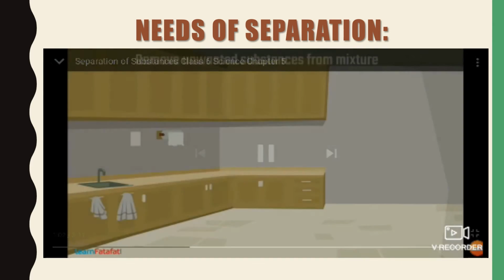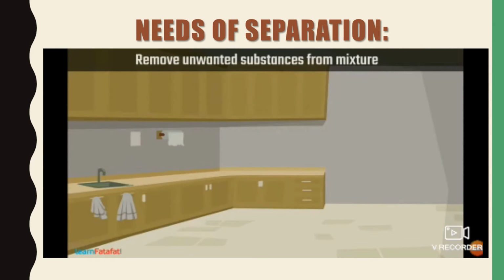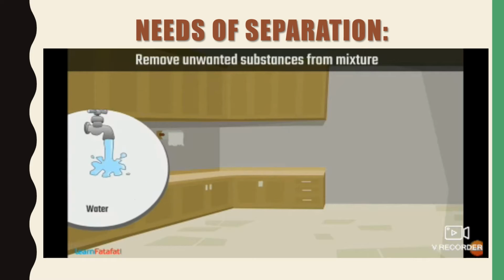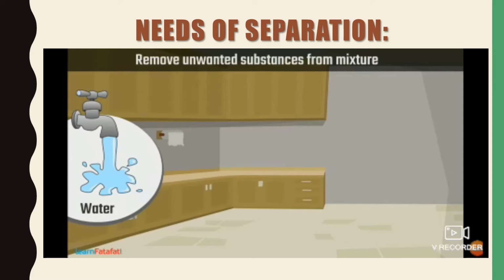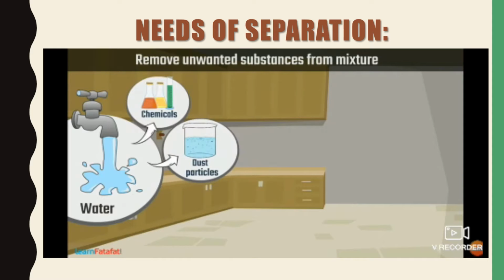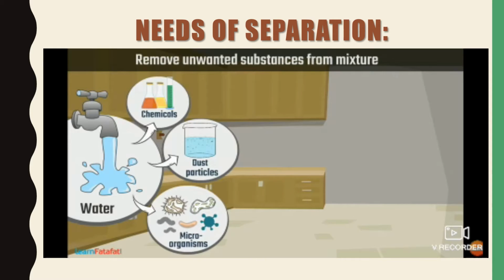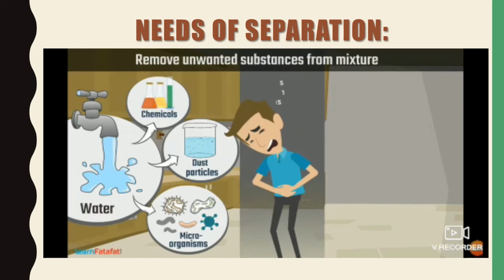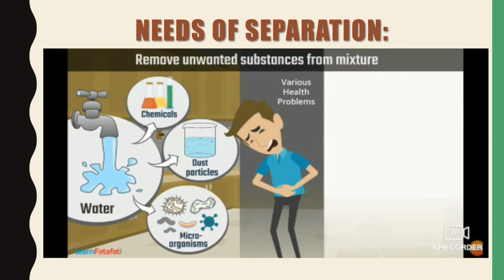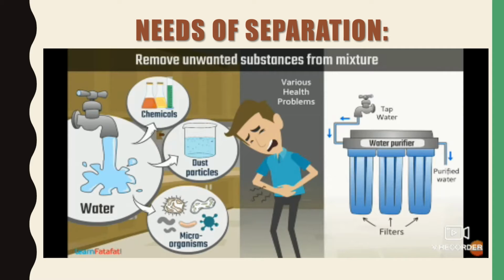Separation is needed to remove unwanted substances from the mixture. Water coming to our homes contains impurities such as chemicals, small dust particles, microorganisms, etc. Drinking such water could cause health problems. We need to separate these unwanted substances from water. For that, we use water purifiers containing various filters.